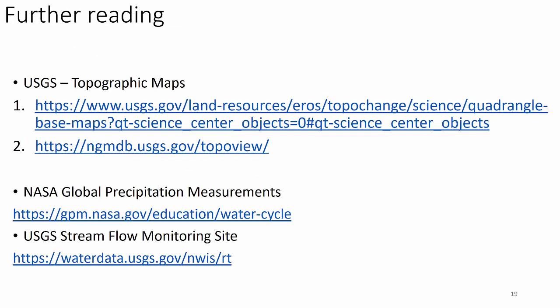Further reading and other resources, you can get topo maps from these sites. You can also get access to national global precipitation measurements and stream flow monitoring sites, a really cool site, which we'll explore in another lecture down the road. But I just want you guys to start clicking through so you can start seeing the resources you have available.